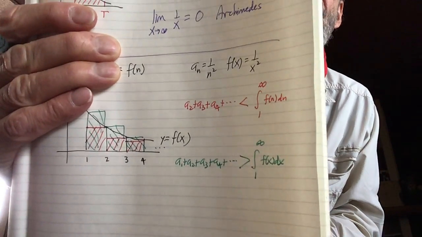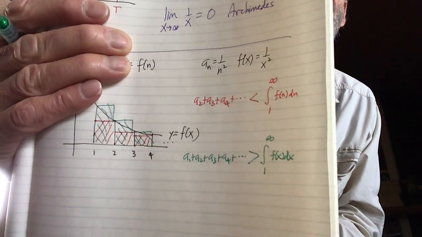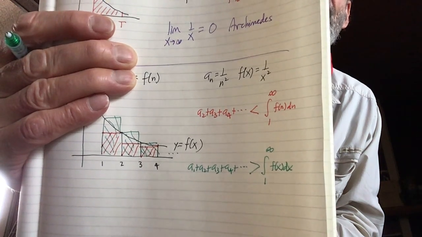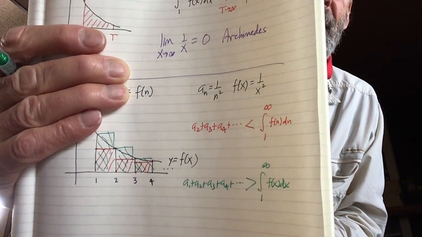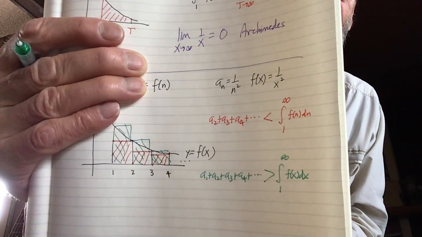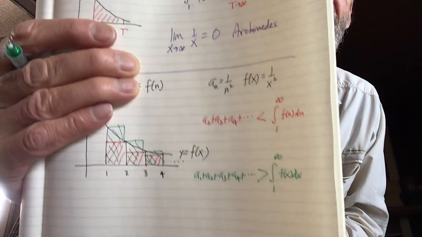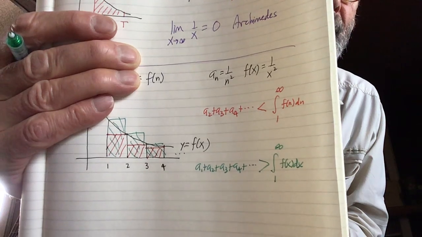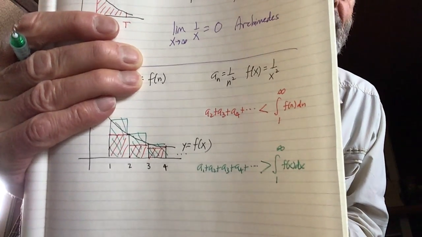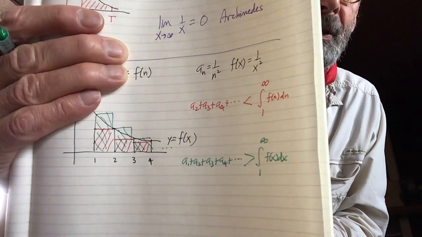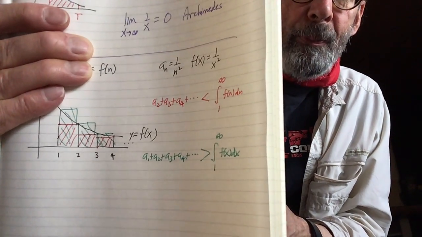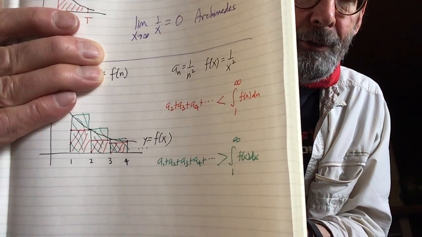So there we go. Remember, I'll put this up on the Moodle page so you can look at it at more leisure. So the red subdivision and so forth gives you an underestimate. The green one gives you an overestimate. And so where the conclusion is important is that smaller than convergent is convergent. Bigger than divergent is divergent.